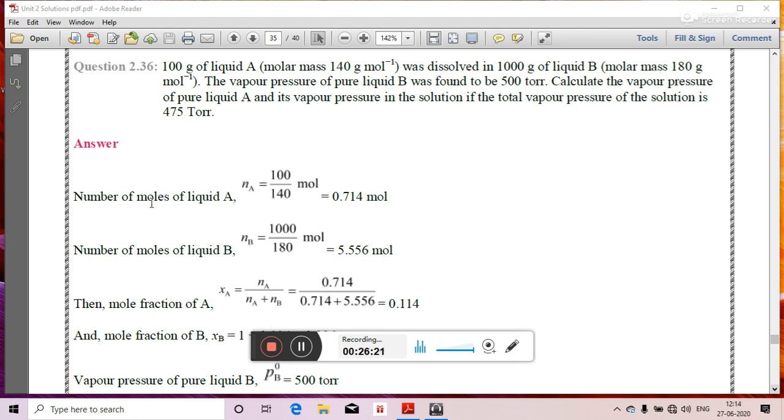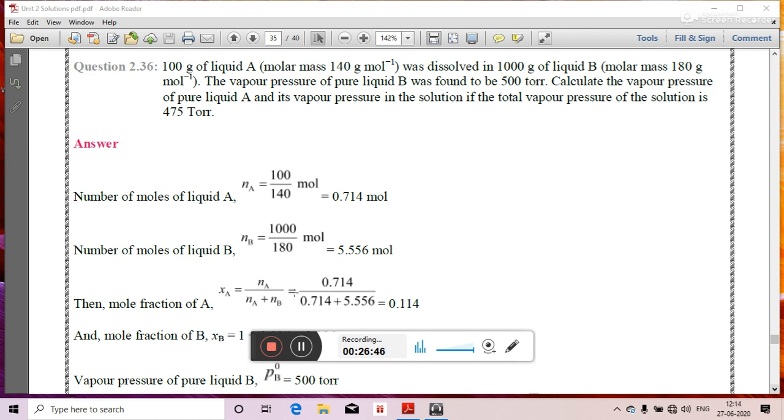475 torr. Number of moles of liquid A, Na, is equal to mass of A 100 upon molar mass of A 140. So that is equal to 0.714 moles. Number of moles of B, that is Nb, equal to 1000 upon 180. That is equal to 5.556 moles.